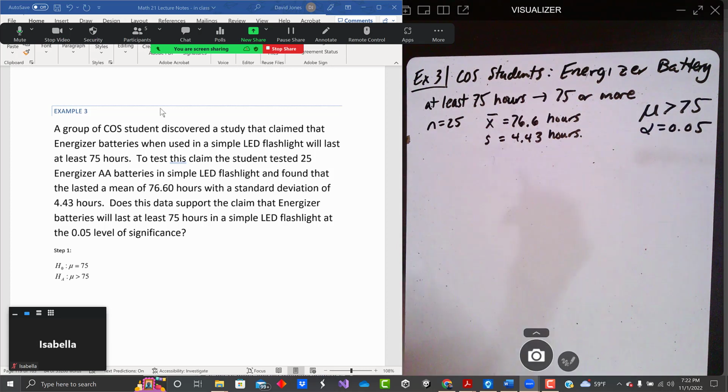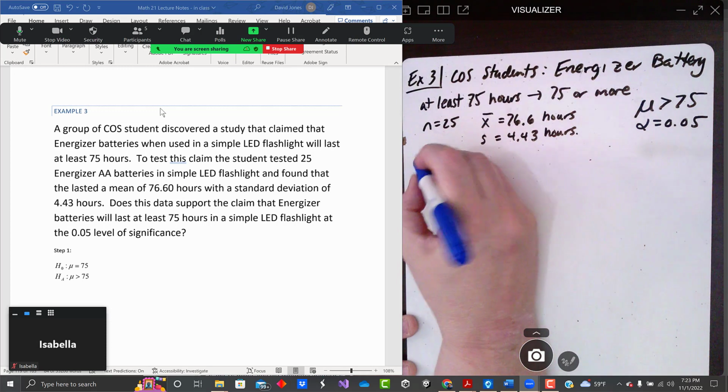All right, so let's go through our test ideas. N is 25. It is less than 30. We don't have any information to check to see if it's normally distributed or check the QQ plot or anything like that. But I have to assume Energizer batteries are normally distributed. I can't imagine them having a wild deviation from a normal. So we will assume that we meet test conditions.